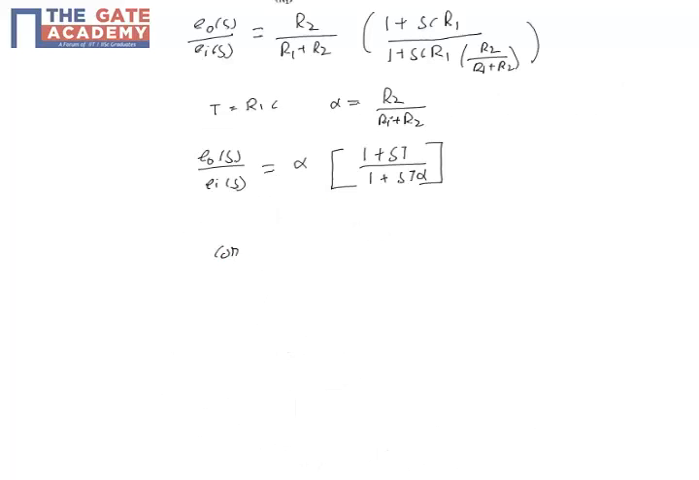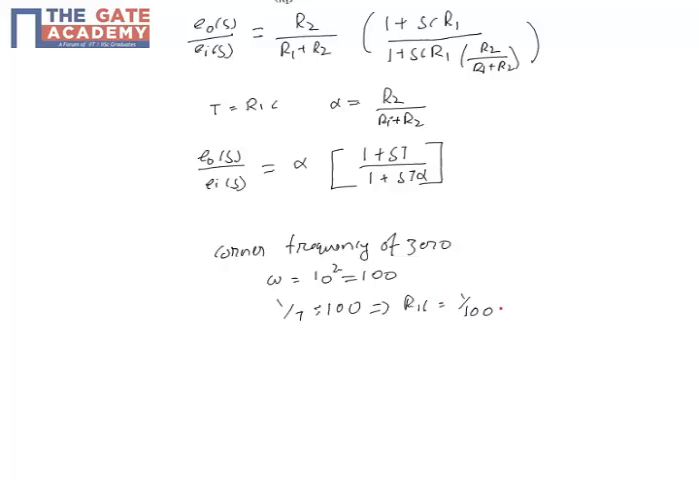So the corner frequency of the zero, omega equal to 10 squared, is equal to 100. So now 1/T is equal to 100, which implies R1C is equal to 1/100.